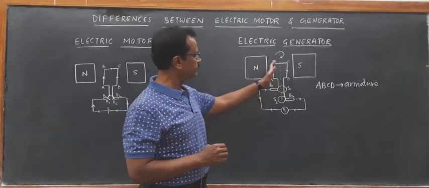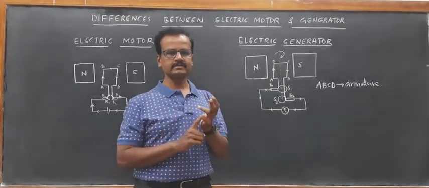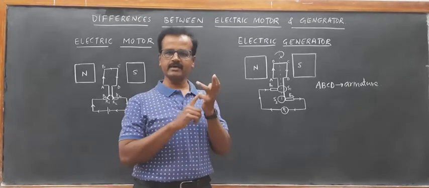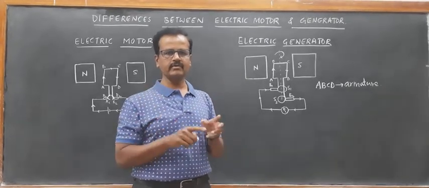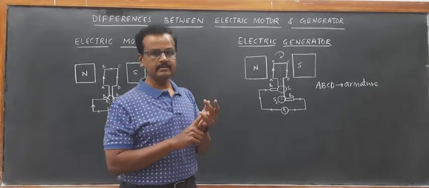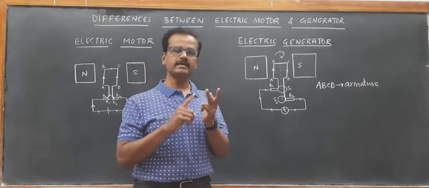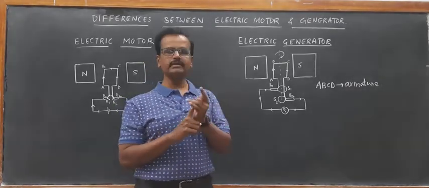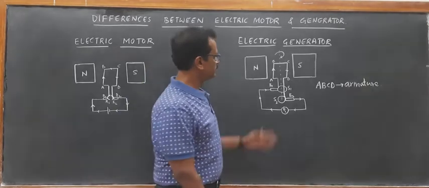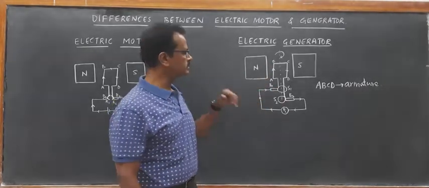So the electric current produced in the generator depends on three factors. First, area of the coil. Larger the area of the coil, more is the current. Second, strength of the magnetic field. More the strength of the magnetic field, more is the current produced. Very important thing is the number of turns. More the number of turns of the coil of the armature, more is the current.